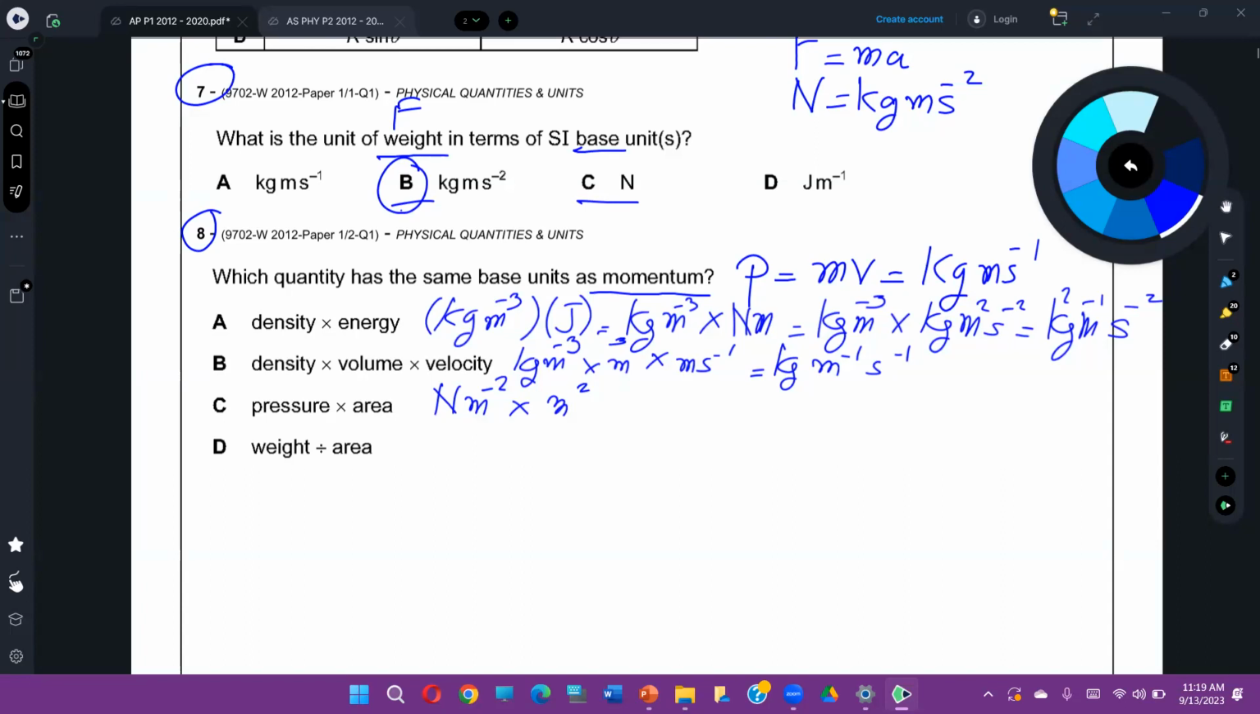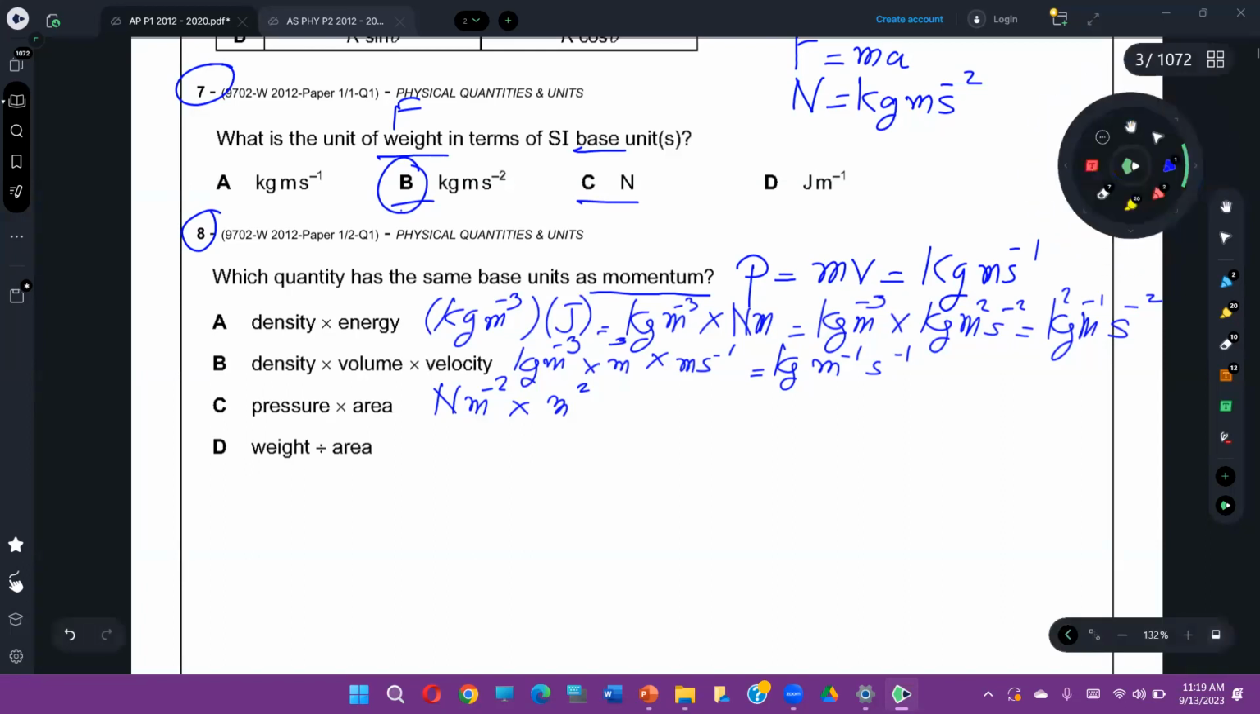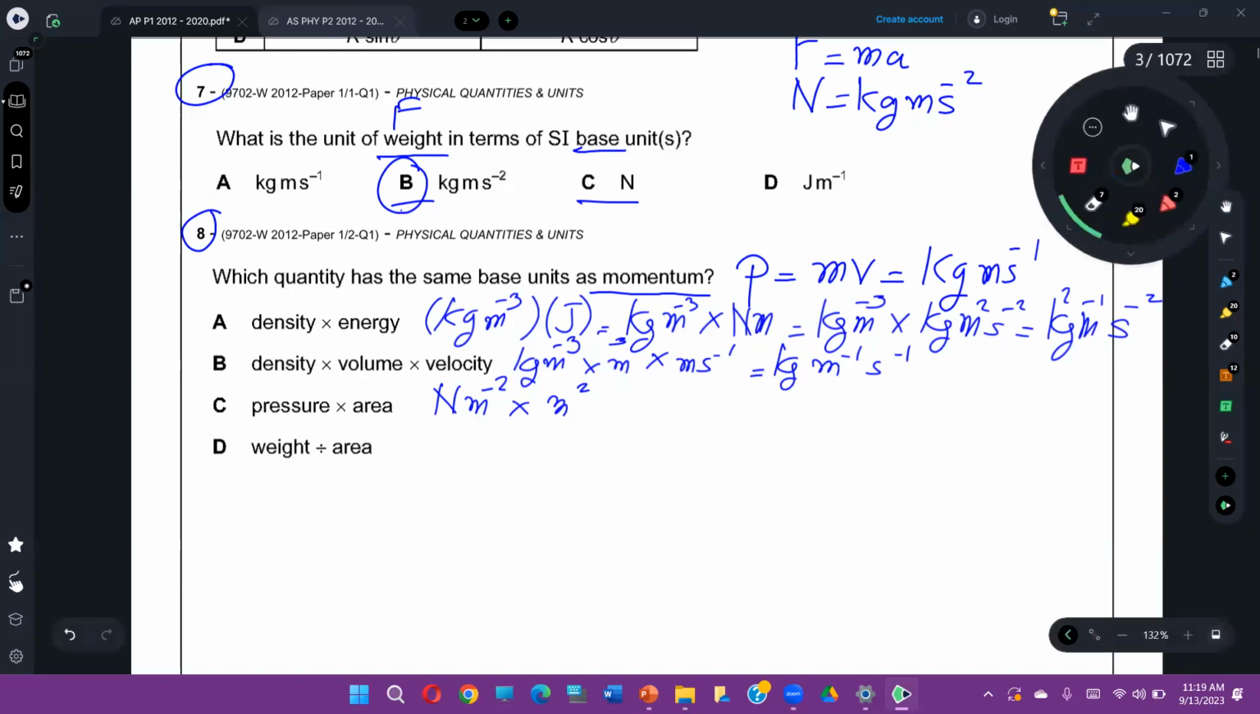Okay. Now part C, evaluate part C for me. Tell me, m square and m minus 2, will they cancel each other? What is left? kg m minus 2. It actually remains Newton, and as he says, kg m s⁻².